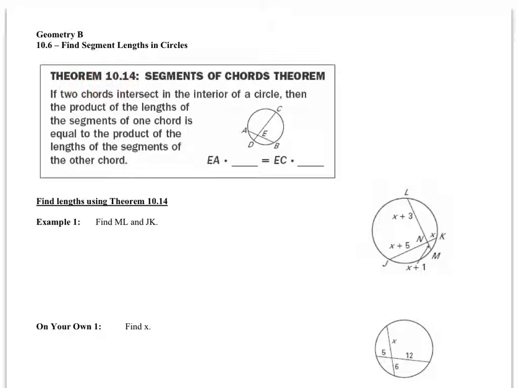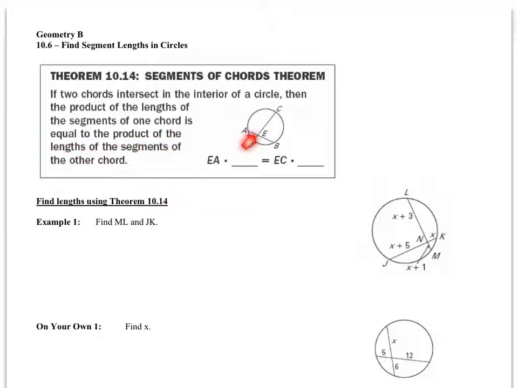So theorem 10.14 is the segments of chords theorem. It says if two chords intersect in the interior of a circle, so we've got two chords here intersecting inside a circle, then the product, so multiplying, of the lengths of the segments of one chord is equal to the product of the lengths of the segments of the other chord.